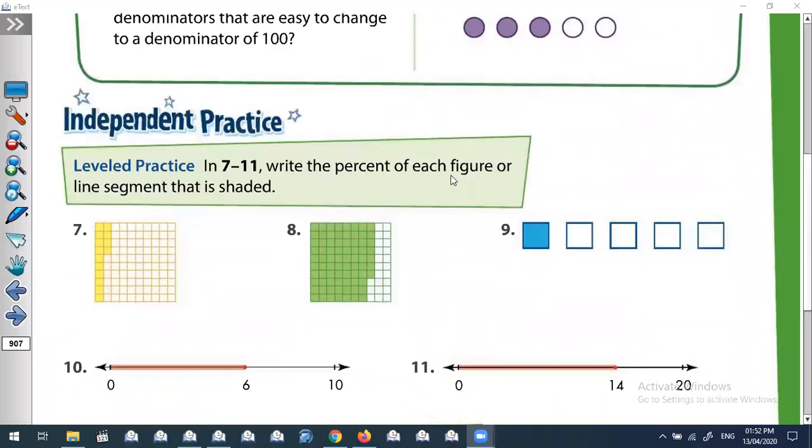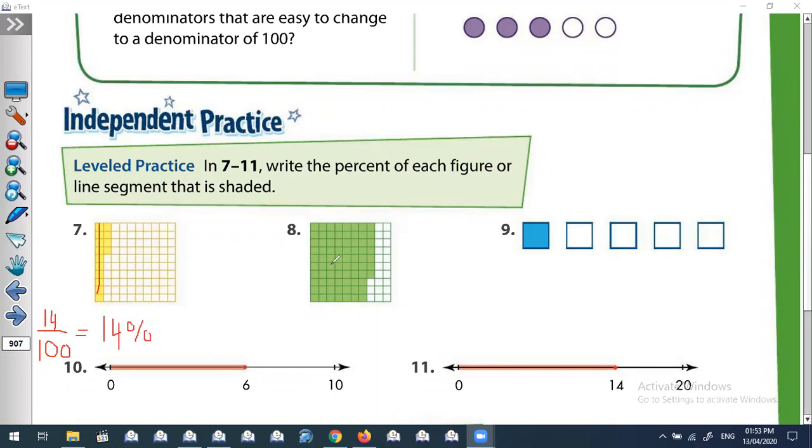Write the percent of each figure or line segment that's shaded. Now we need that shaded. Let's check here. Let's count the shaded. 10, this column's 10, 11, 12, 13, 14. Over 100, because if you count all parts here, it will be 100. It's already 100, so no problem. Write 14%.